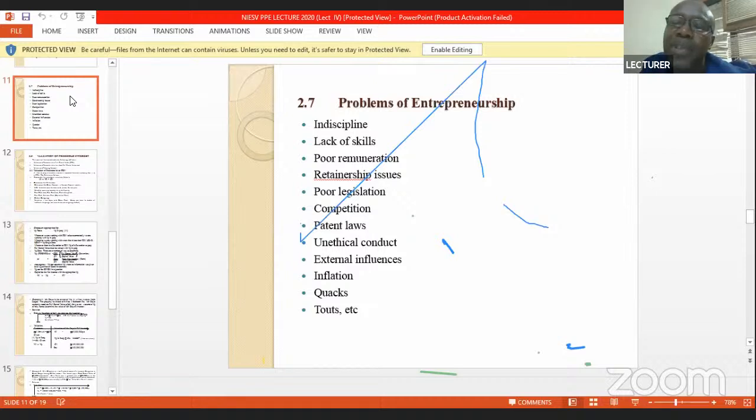Not just that they are hardly implemented, they are hardly reviewed. Let's take, for instance, the Land Use Decree of 1978. From 1978 to 2020, it's almost 68 years, if I'm right, or rather 58 years. And you can see that for 58 years, people are saying this law is obsolete. Review it. Government says no. Rather, they put it as part of the Nigerian constitution.